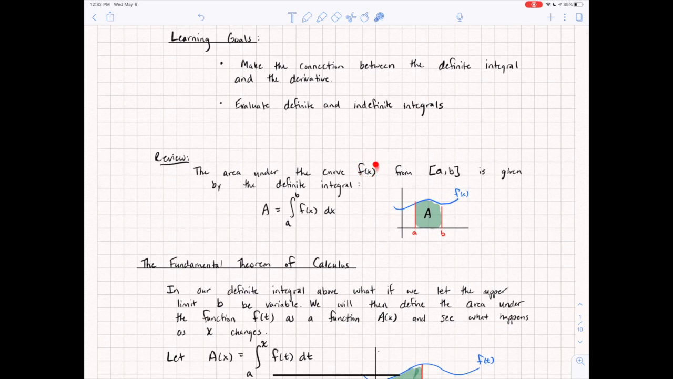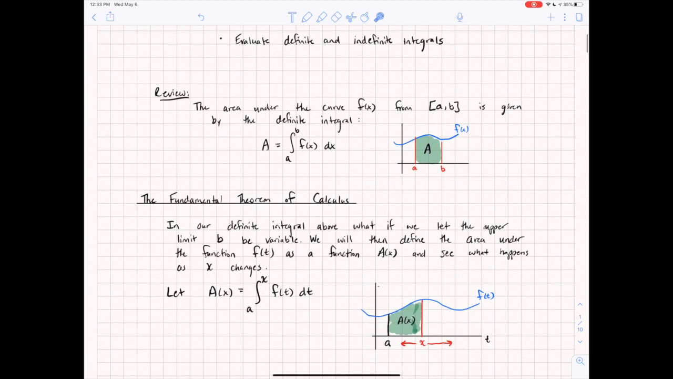a function f of x here from a to b is given by the definite integral. So again, this integral here represents the exact area, no matter if it's a rounded edge or not. A is called the lower limit, the lower bound, essentially the left boundary wall. B is the upper limit, or the upper boundary wall, the furthest to the right. And then this integral is equal to the area of that shaded region.